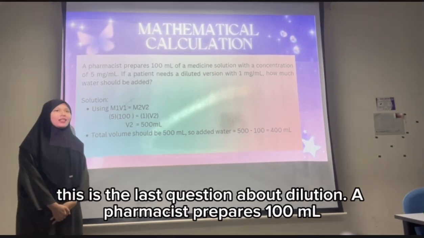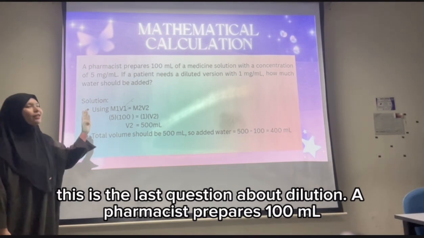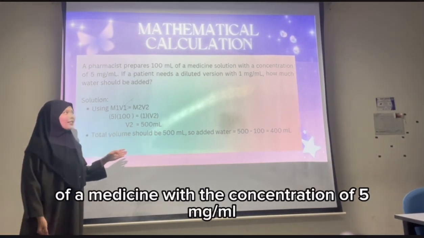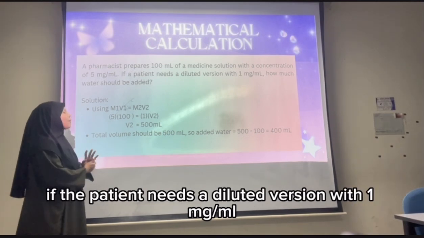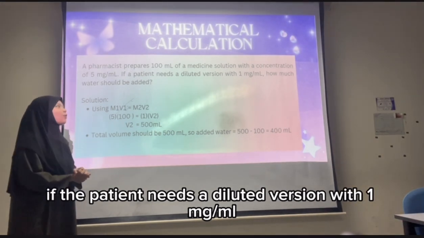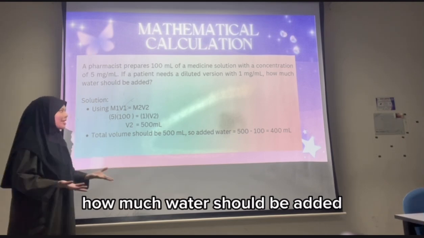Okay, this is the last question about dilution. A pharmacist prepares 100 milliliters of a medicine with a concentration of 5 mg/ml. If a patient needs a diluted version with 1 mg/ml, how much water should be added?